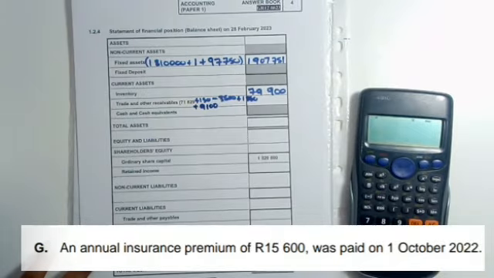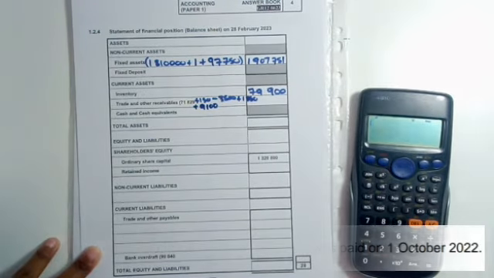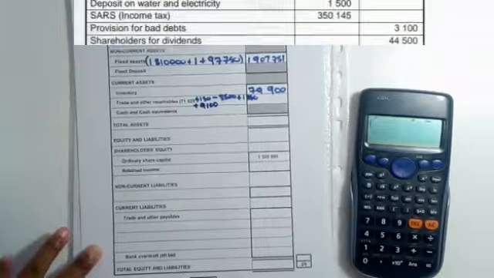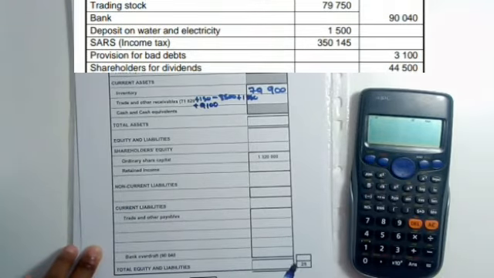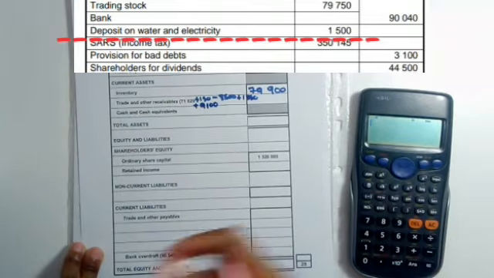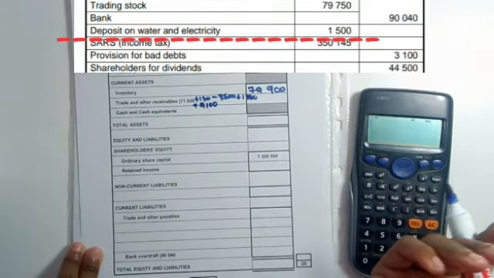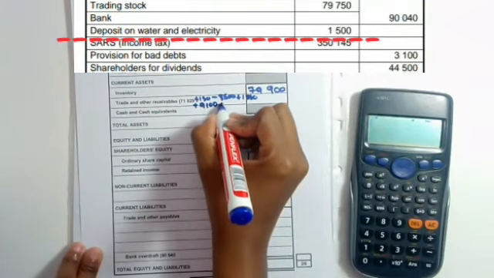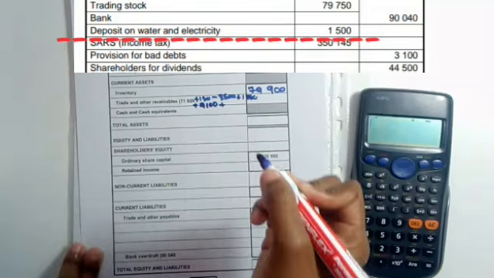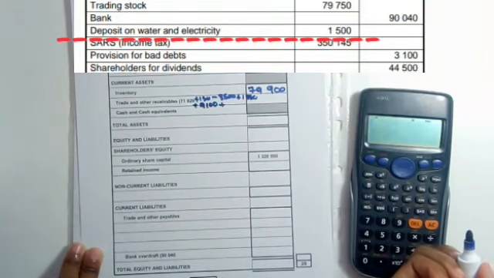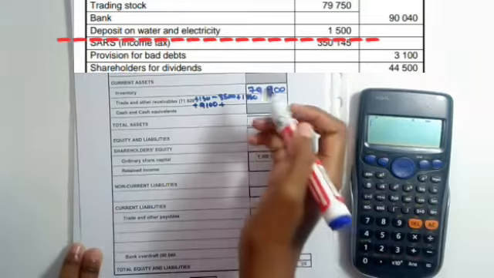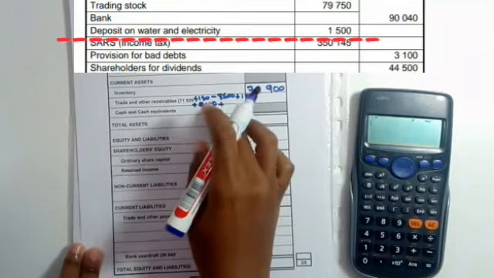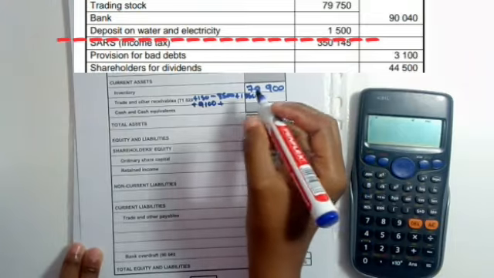And then lastly, in our information A, we have a deposit on water. Deposits are also like amounts paid in advance. We add them, they are an asset to us. Basically, the logic behind it is if I decide to leave or I decide I don't need the services anymore, they will have to refund me because I haven't received the services for these amounts yet.